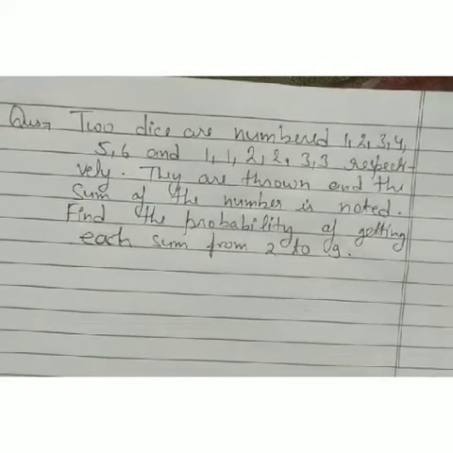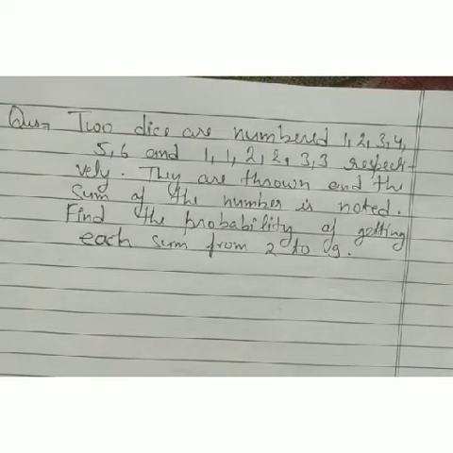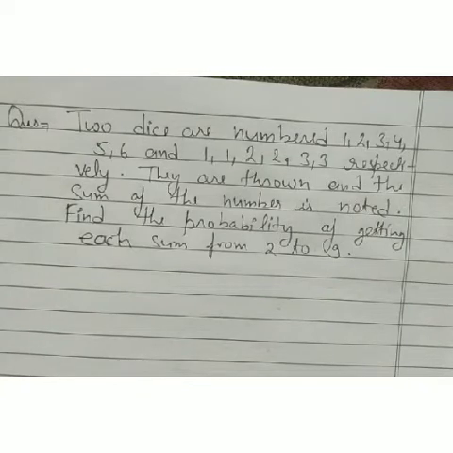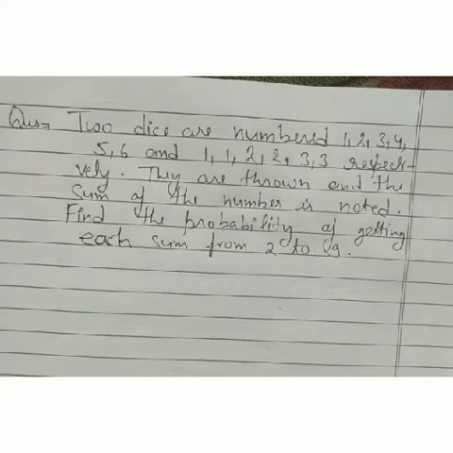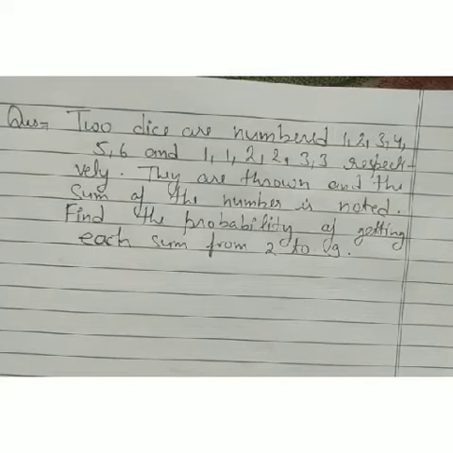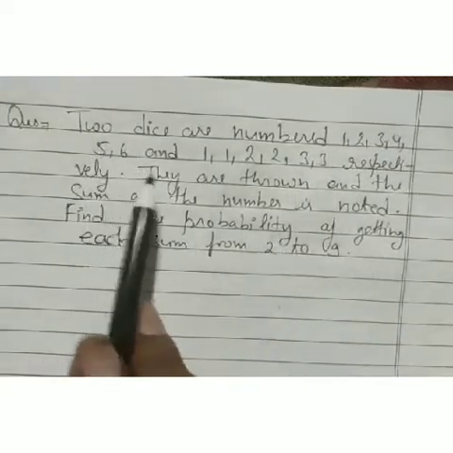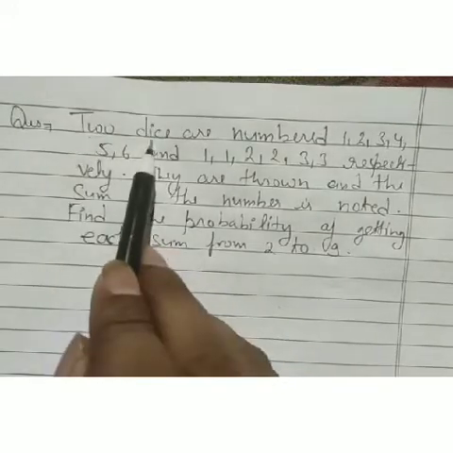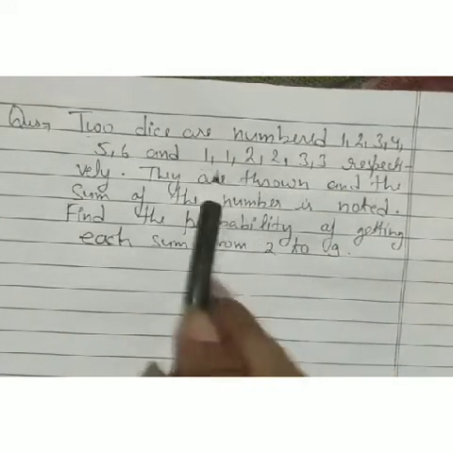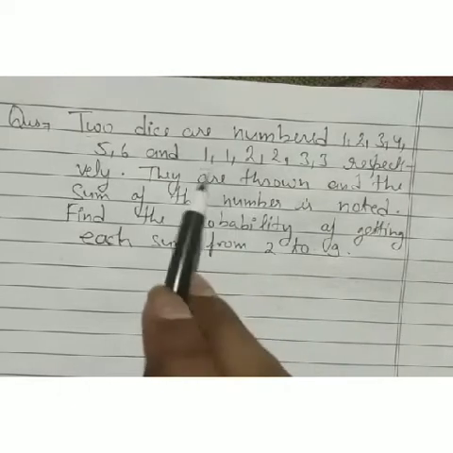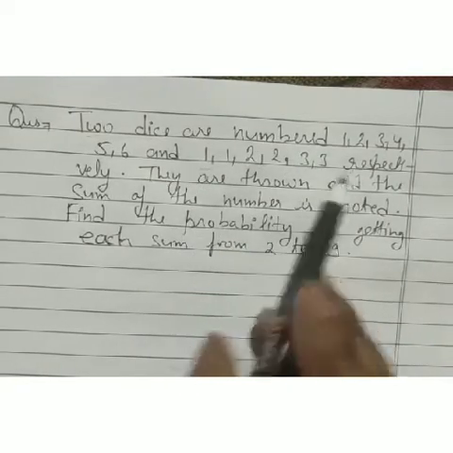We are given that 2 dice are numbered 1, 2, 3, 4, 5, 6. That means on one die the numbers are 1, 2, 3, 4, 5, 6, and on the second die the numbers are 1, 1, 2, 2, 3, 3. The first is an unbiased die because all the numbers 1 to 6 are there. The second is biased because the numbers repeat: 1, 1, 2, 2, 3, 3.